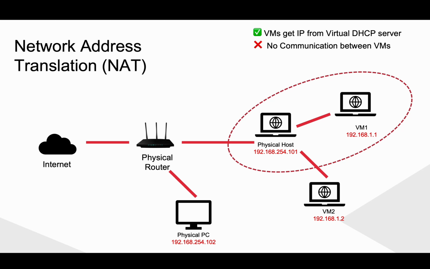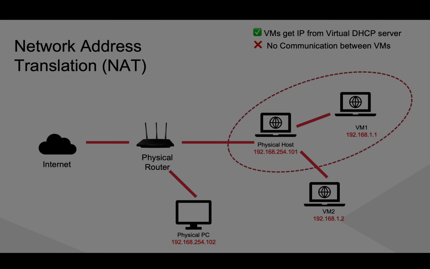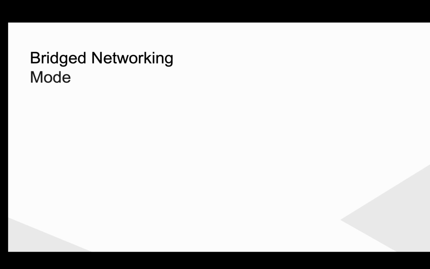Overall, NAT is a great choice when you need internet access but want to keep the VM hidden from the rest of the network. The second networking mode is bridged networking mode. Unlike NAT mode, which isolates the VM, bridged networking connects the VM directly to the physical network. This allows the VM to act just like a normal device on the network, just like a physical computer.